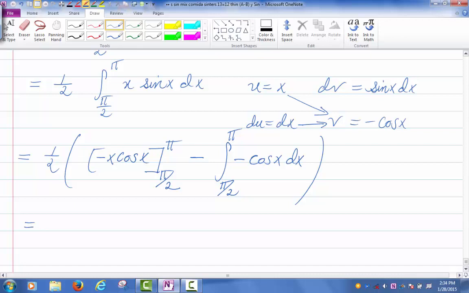Alright, so what do I have then? I have half. Okay, and let me maybe keep it for now. Negative x cosine x from pi over 2. This would be a plus, right? What's the antiderivative of cosine? Antiderivative of cosine would be a sine. I hope you don't mind that I am skipping a step here.